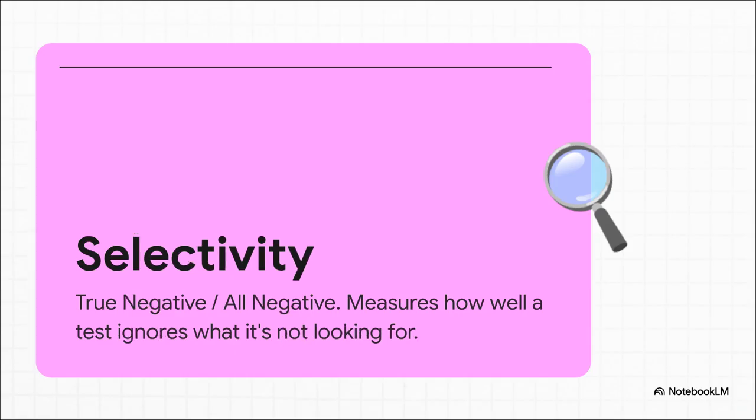And then you've got the flip side of the coin, selectivity. This is the number of true negatives divided by all the things that are, well, actually negative. Selectivity answers the other important question. Of all the junk I was supposed to ignore, how much did I actually ignore? High selectivity is great because it means you're not getting buried in false alarms.